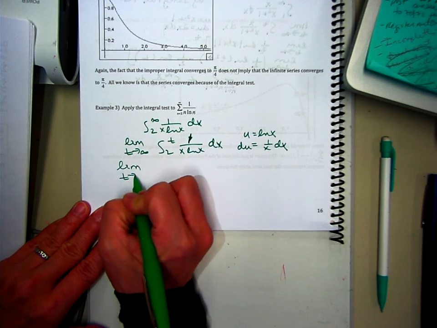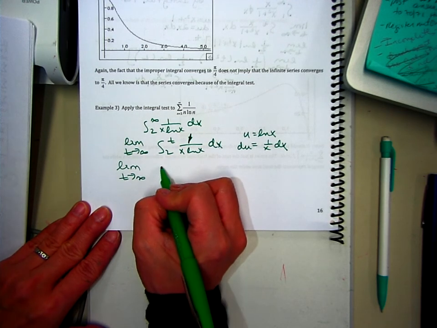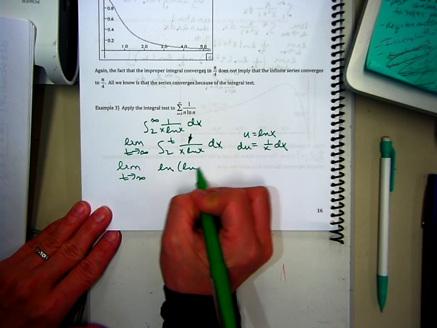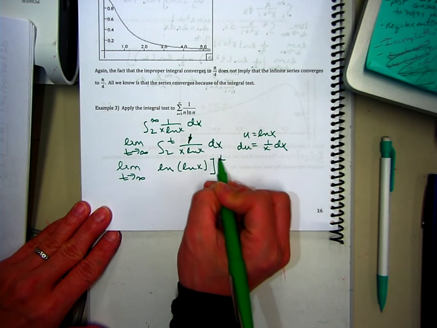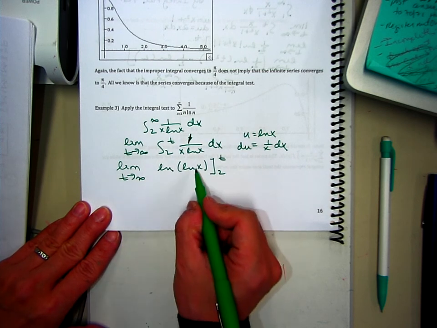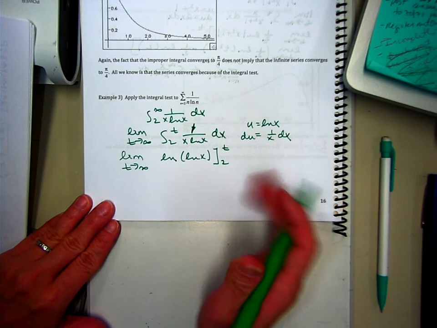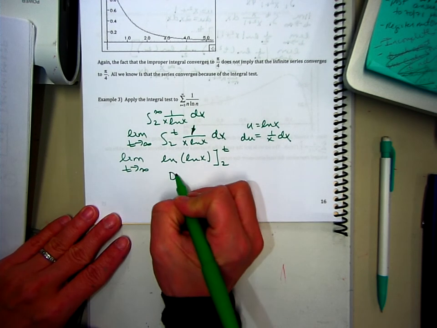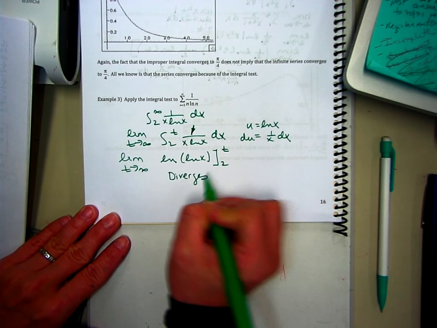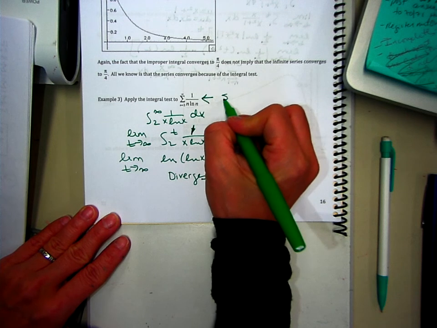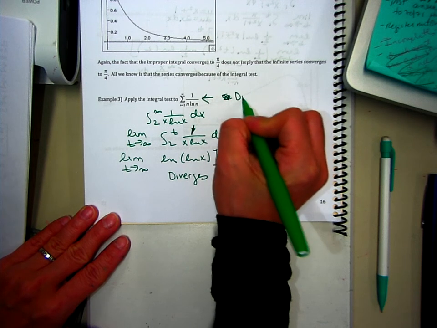So that means this antiderivative is really the natural log of x. And I notice as soon as I plug in t, I'm going to end up with the natural log of infinity, which is going to be infinity, so I can say this diverges for sure. So therefore, the series diverges as well by the integral test.